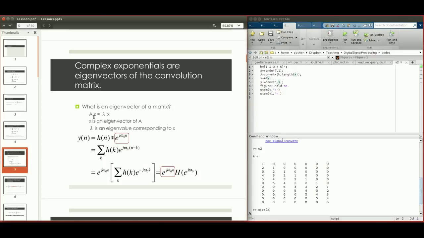So essentially, this is A times x, and here it's still x. e to the j omega 0 n is still the column vector x, and this is a scalar, just a number, could be a complex number. If you compare this side with the right-hand side of this equation, it's exactly lambda times x. So what this analysis is telling you is that e to the j omega 0 n, no matter what omega 0 is, is an eigenvector of the convolution matrix.